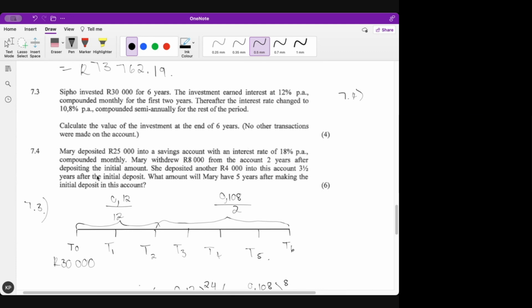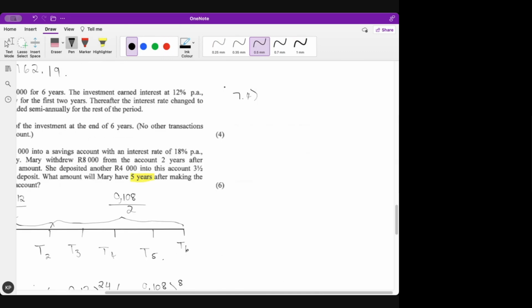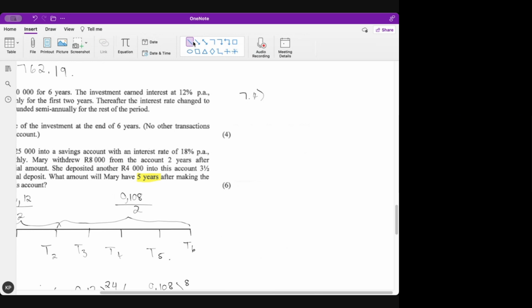Okay, Mary deposits 25,000 Rand into a savings account with an interest rate of 18% per annum, compounded monthly. She withdrew 8,000 Rand after 2 years, and then she deposited 4,000 Rand into this account 3.5 years after the initial deposit. What amount will Mary have after 5 years after making the initial deposit? So overall, my time period here is 5 years. So let's get going with our timeline.